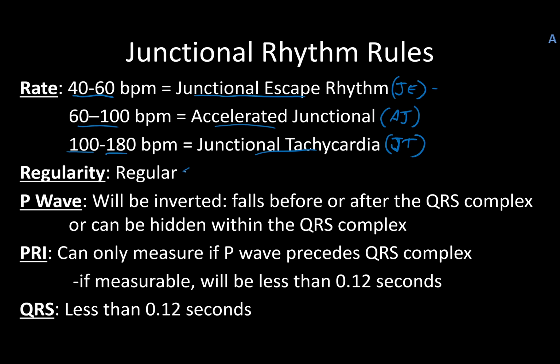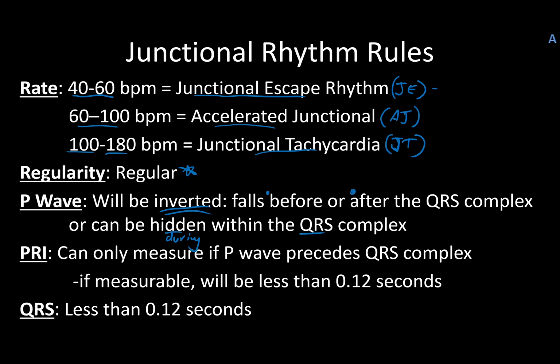Regularity. It's going to be super regular. Junctional rhythms are some of the more trustworthy regular rhythms you'll come across. The P wave, as we talked about earlier, is going to be inverted for sure if you can see it, because it can fall before or after the QRS complex, or even be hidden or during the QRS. So keep all that in mind.